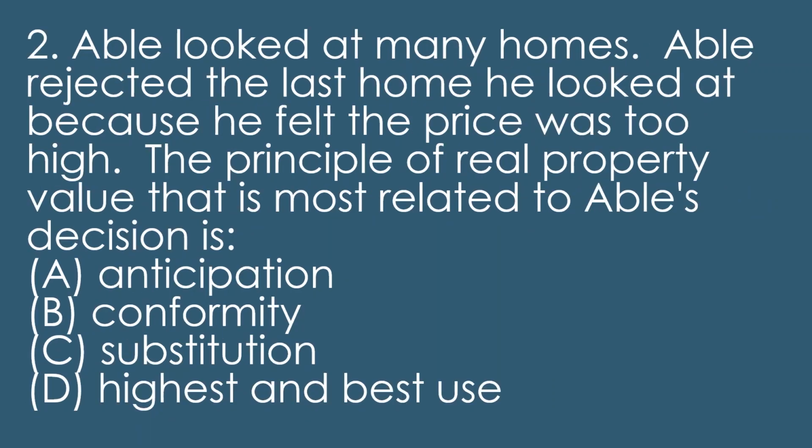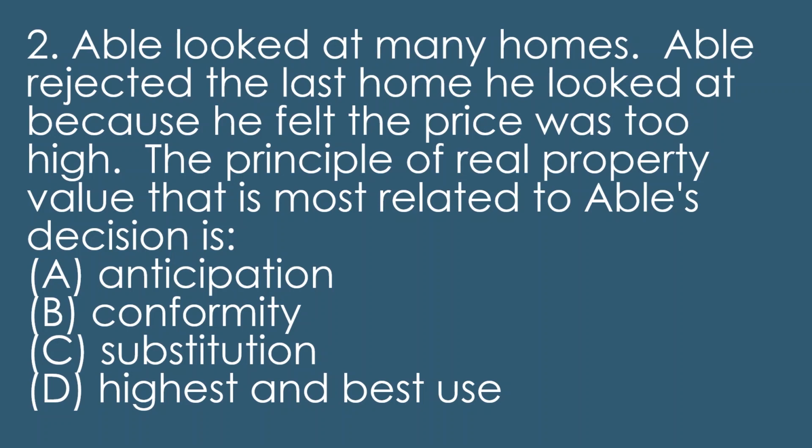2. Abel looked at many homes. Abel rejected the last home he looked at because he felt the price was too high. The principal real property value that is most related to Abel's decision is A, anticipation, B, conformity, C, substitution, D, highest and best use.